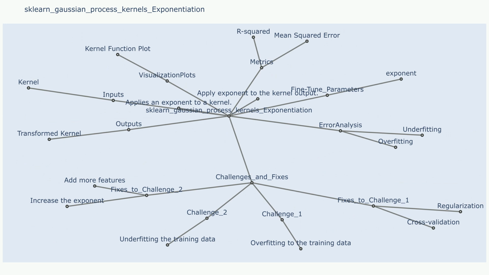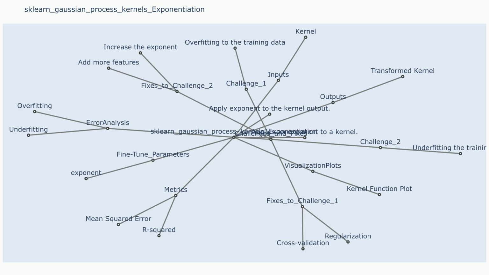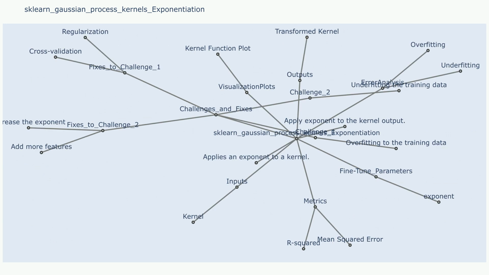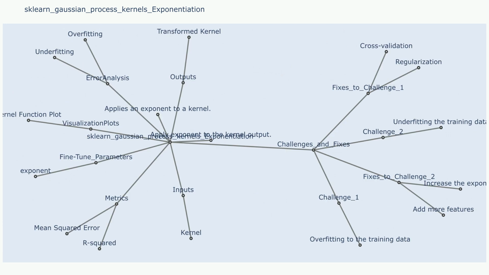Kernel smoothness: the smoothness of the kernel can be measured by its differentiability. Higher exponents result in smoother kernels. Kernel scale: the scale of the kernel can be measured by its variance. Higher exponents result in kernels with larger variances. Kernel function: plot the kernel function for different values of the exponent. This will show how the exponent affects the shape of the kernel.